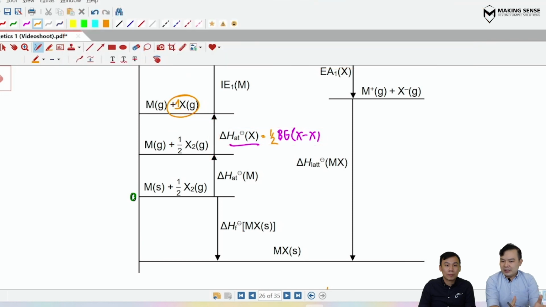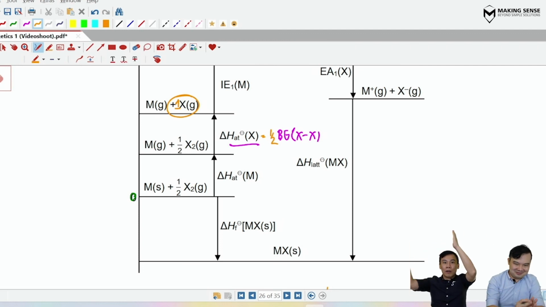Now, drawing all this is good. At the end of the day, I still need to use an equation to connect all these enthalpy changes together. So what's next? Your favorite. Clockwise equals anti-clockwise, which is Hess's law.